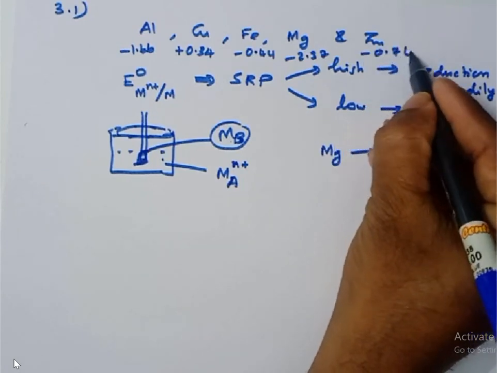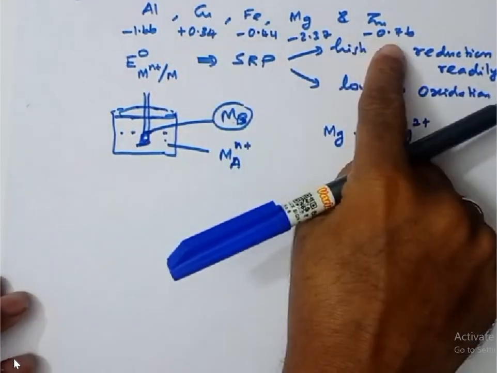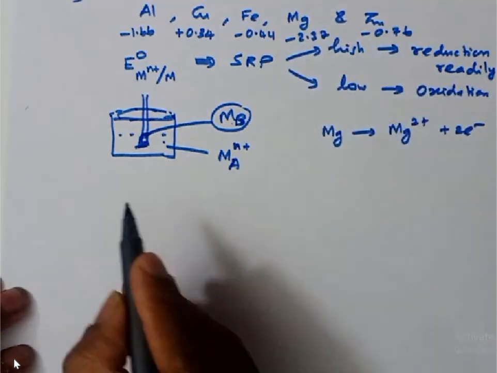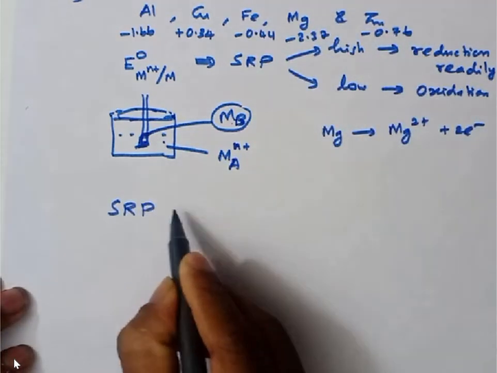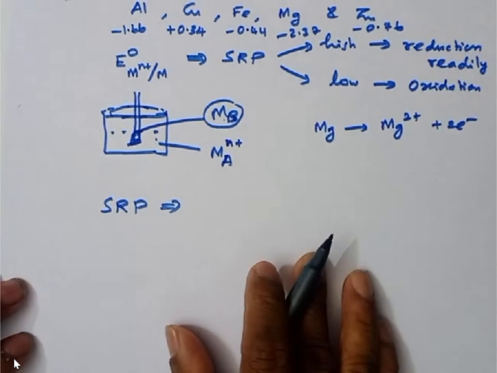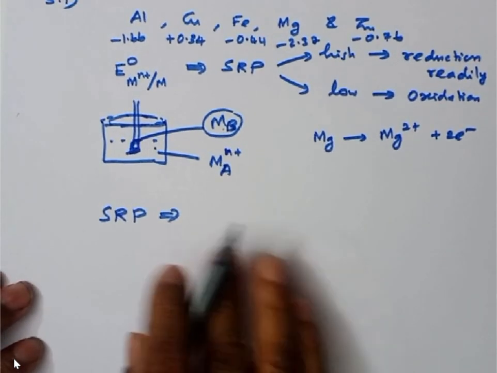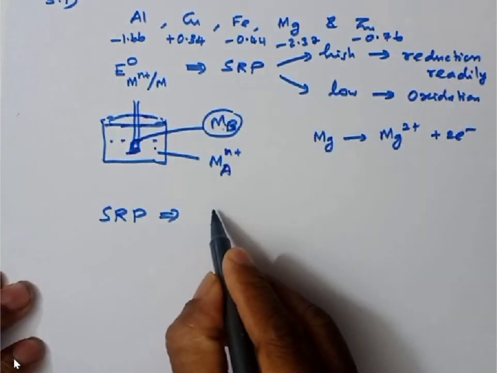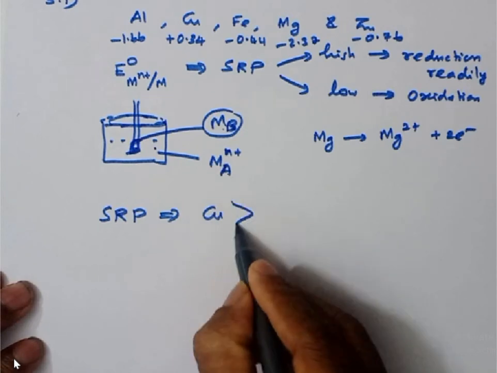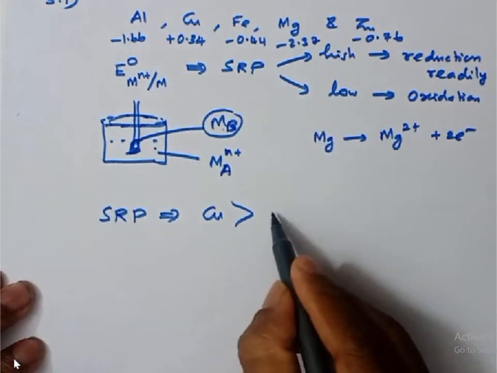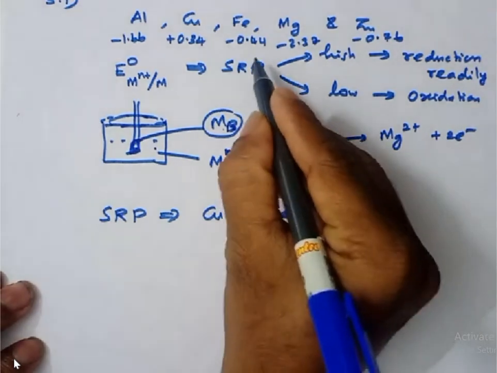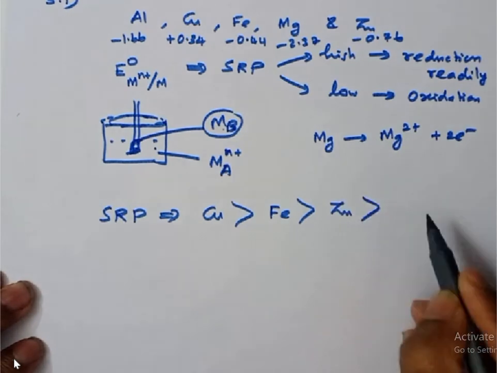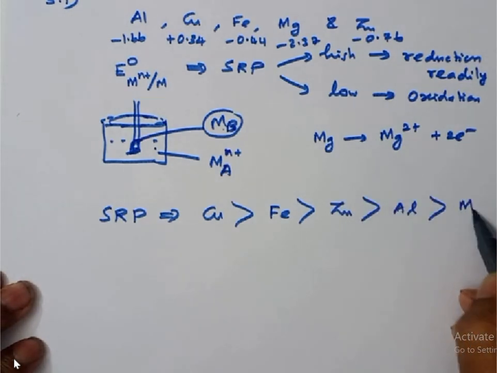Now among these, the least value is for magnesium. Magnesium has the lowest value. I am arranging in the decreasing order of SRP value. So in decreasing order, this is positive, so first one is copper, then the next one is iron, then zinc, then aluminium, then magnesium.